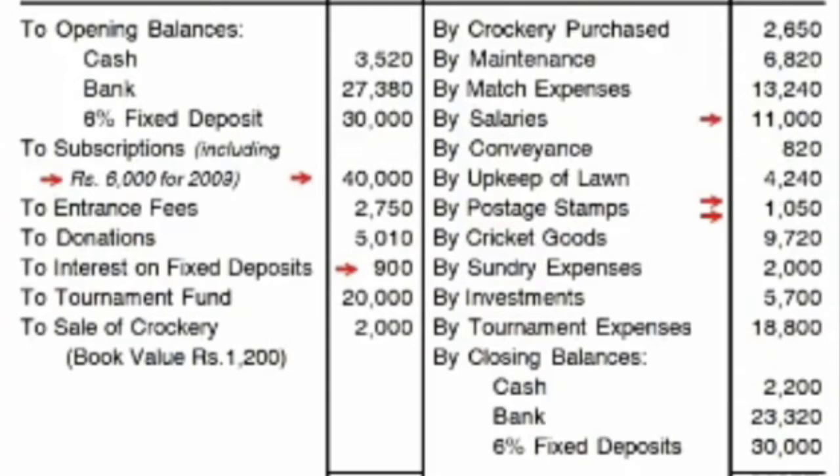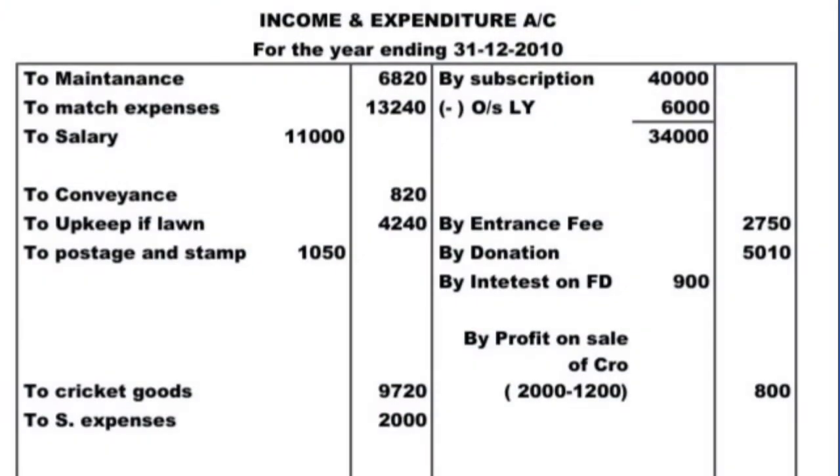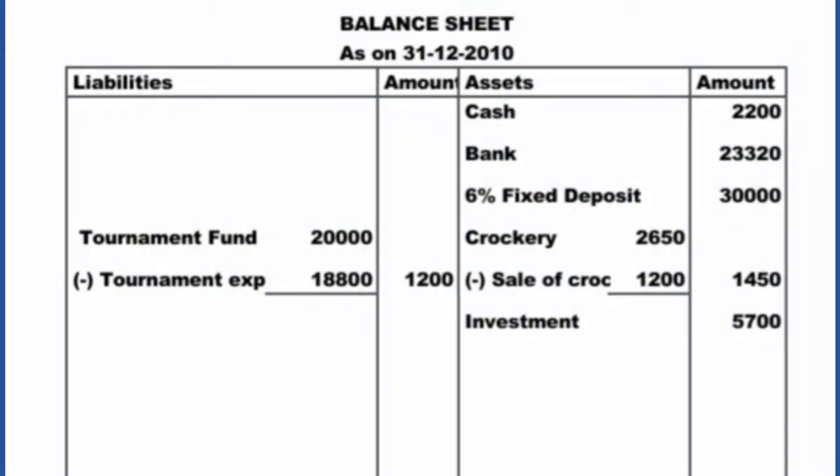Next item, investments 5,700. Investment is an asset. This will be shown in the current year balance sheet, asset side, investment 5,700. Next, tournament expense 18,800. This we already adjusted from the tournament fund, right? Then last, closing balance. This is already entered in the current year balance sheet. Now, all items from this receipt and payment account we posted either in the income and expenditure account or in the current year or previous year balance sheet.